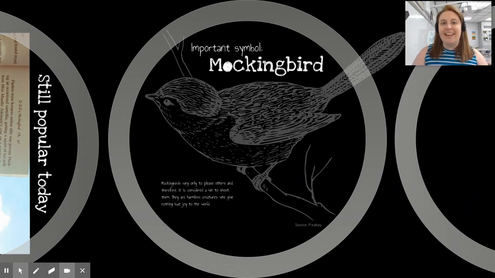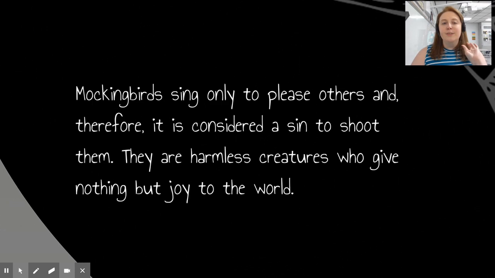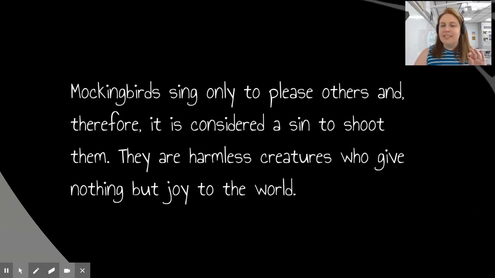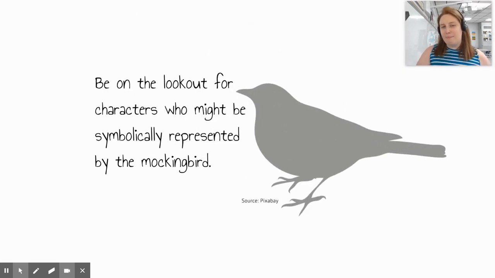All right, so like I said, the mockingbird is a very, very important symbol. So, really quickly, mockingbirds sing only to please other people, right? The physical bird. And therefore, it is considered a sin to shoot them. They are harmless creatures who give nothing but joy to the world. Now, think about how that could be a metaphor. So, as we're reading, I want you to be on the lookout for characters who might symbolically represent what it means to be a mockingbird.